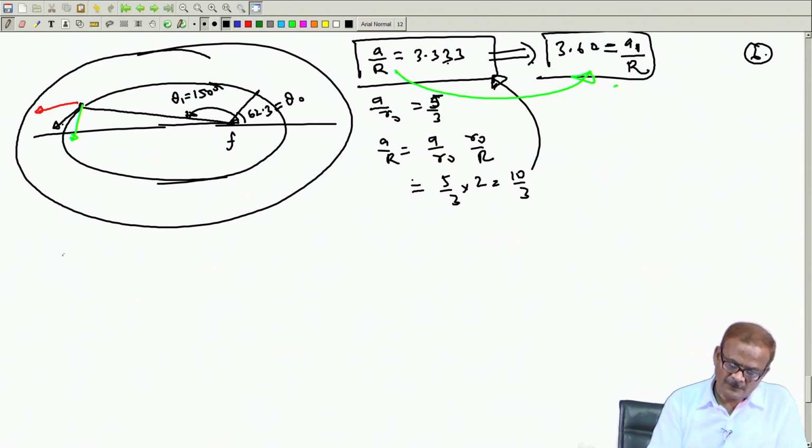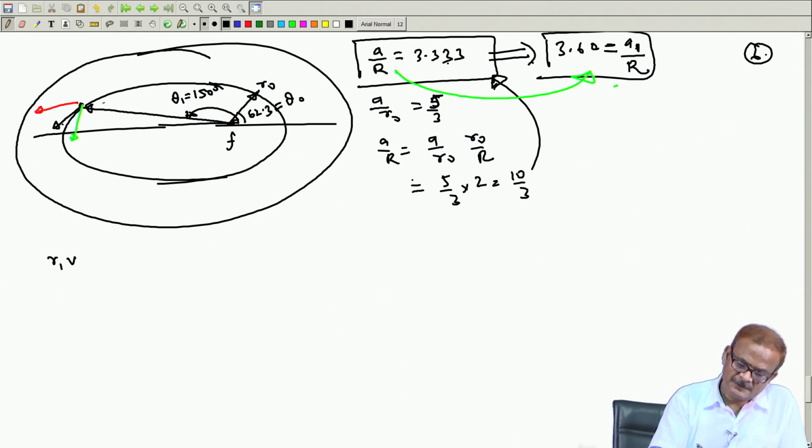Okay, so, to work out this problem, we need to find out r 1 b 1. So, this was r 0 here. Now, here this is the position, let us say this is r 1, this is the position vector r 1 and the velocity vector at this place is v 1 in this orbit.